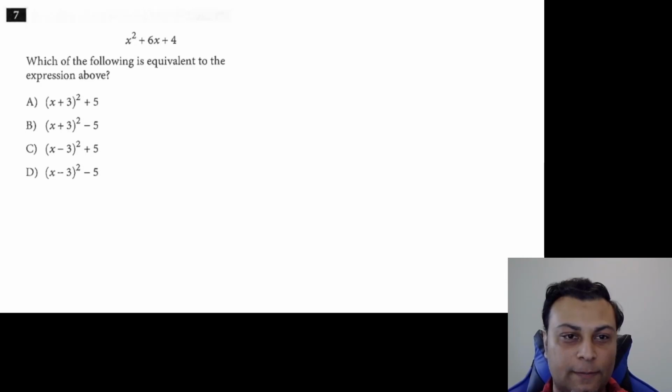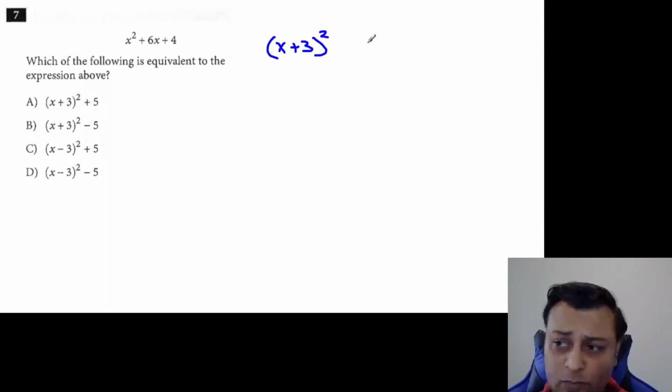Question 7. Which of the following is equivalent to this expression above? Okay, so we have to know how to expand this. And let's talk about that over here. x plus 3 squared. If you're comfortable expanding it immediately, you can just get the answer. But let me show you what's happening.